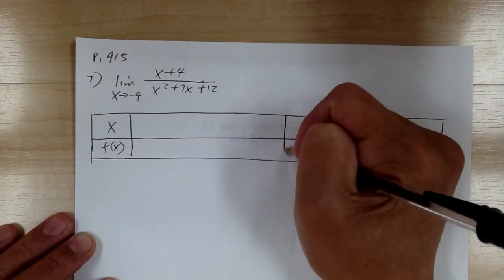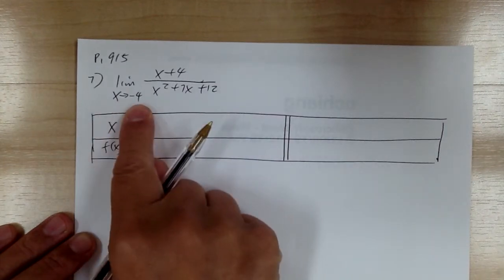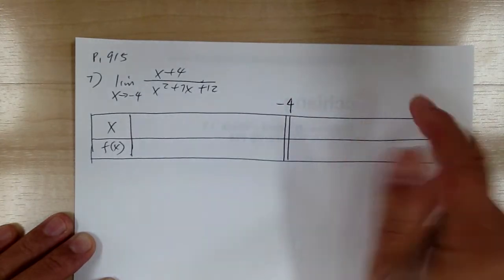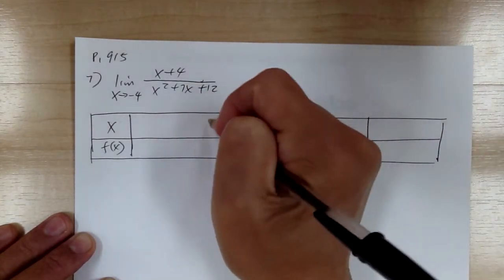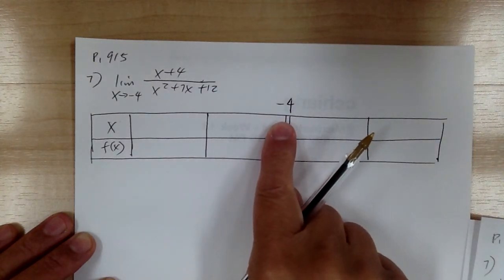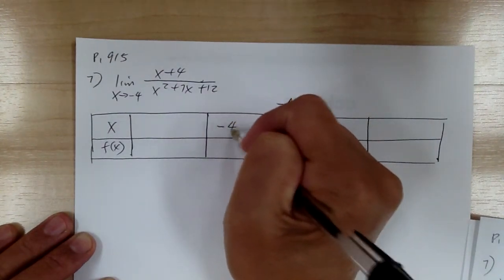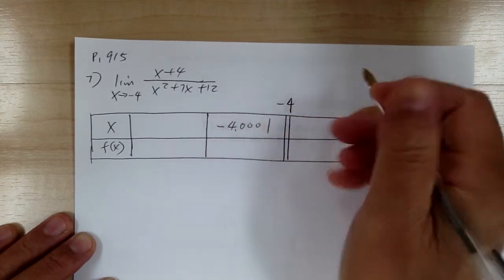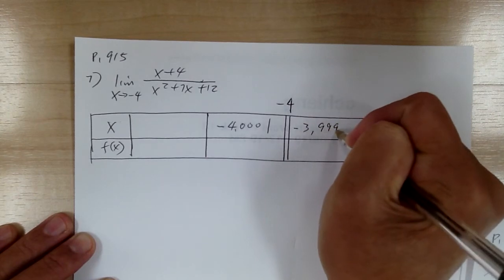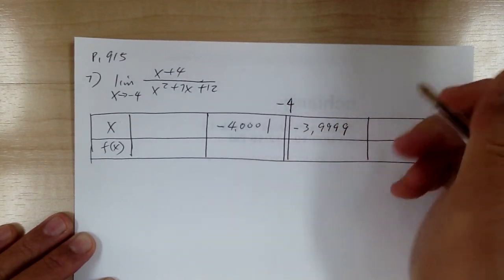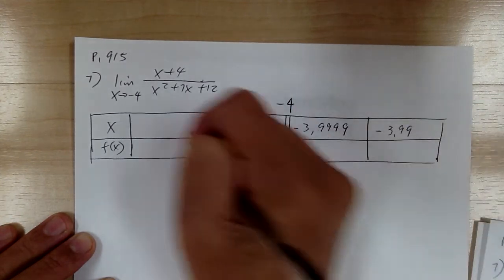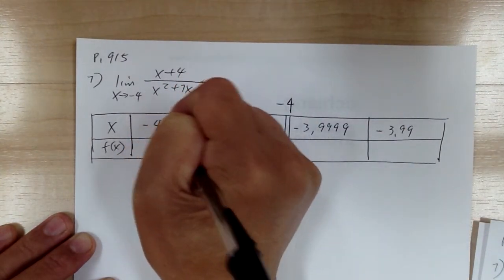So again, you put a number right in the middle. You want to approach negative 4, so you put negative 4 right over here. Think about this as a number line. I'm not going to get 6 values, I'm just going to get 4 values. So negative 4, again, think about your number line. I'm going to make this negative 4.0001, and on the other side of it, negative 3.9999. Okay, and I'm going to make a negative 3.99, and over here negative 4.01.